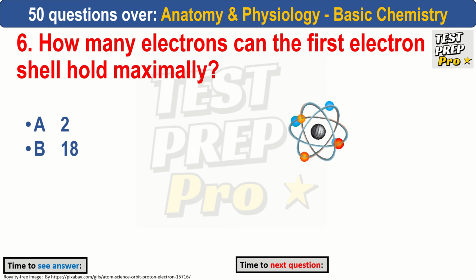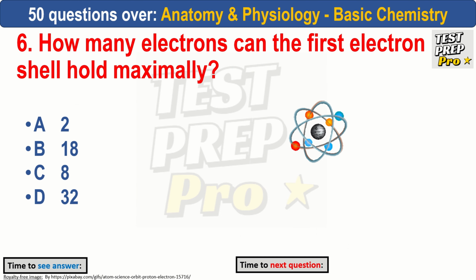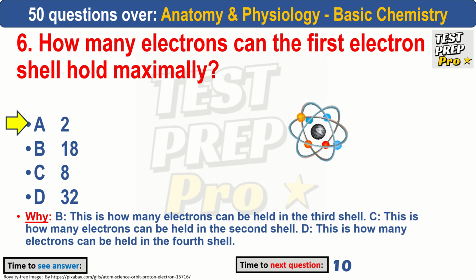How many electrons can the first electron shell hold maximally? 2, 18, 8, or 32? The answer is 2. And then you can see there for B, it has to do with the 18 in the third shell, and 8 is what you would hold in the second shell.